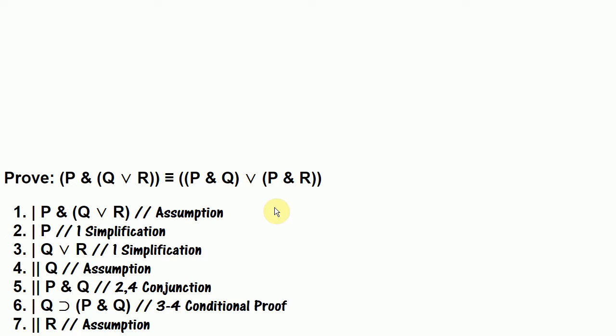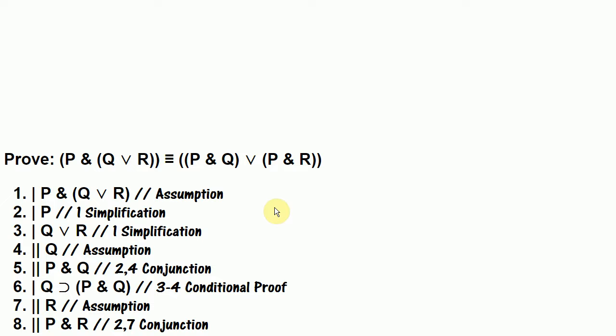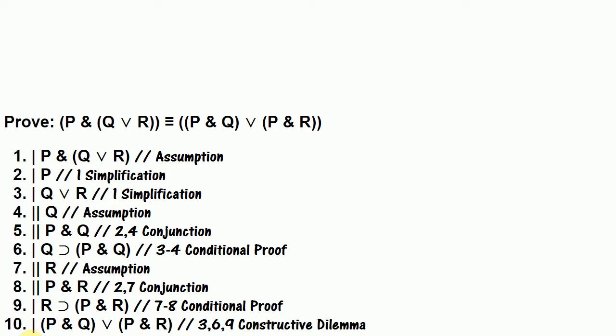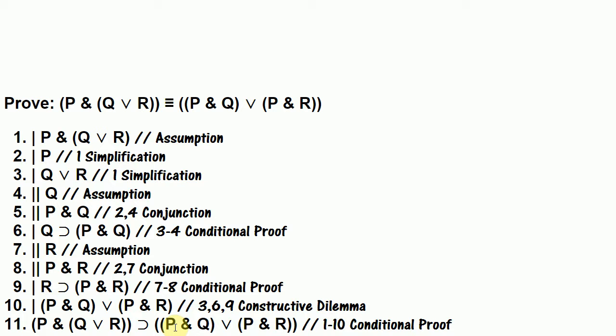And now we assume R, and we use conjunction to get P and R. And then we use conditional proof to get if R, then P and R. Okay, and now we have the two conditionals that we need for a constructive dilemma, and we have the disjunction we need for it. So we're all set, and we use constructive dilemma to get P and Q or P and R. And then we can use conditional proof on lines 1 through 10, and we get if P and Q or R, then P and Q or P and R. And that saved us 2 lines here.